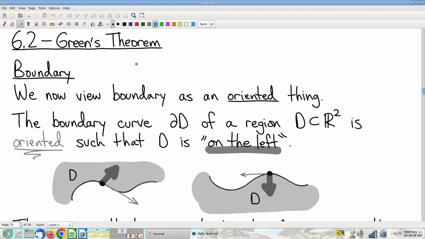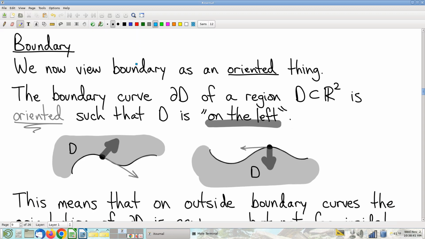Let's do it. I'm going to start off by talking about what we mean by boundary. Boundary means where the edge of a region is, kind of what you would expect. But now we're going to attach an additional idea. We're going to think of boundary going forward as being an intrinsically oriented thing. Henceforth, when you hear the word boundary, that does not mean a curve anymore. Now boundary means an oriented curve. And there is a specific orientation.